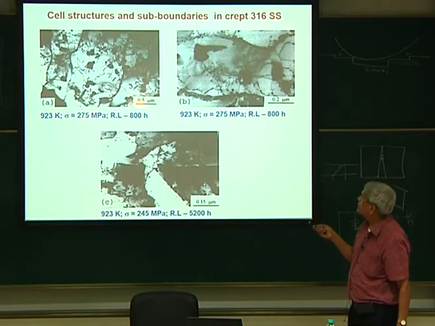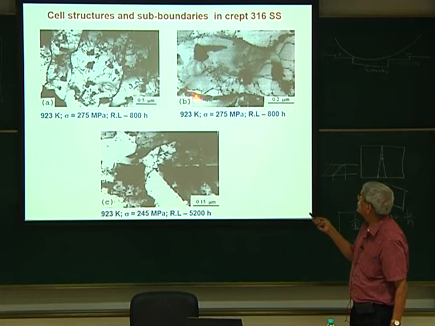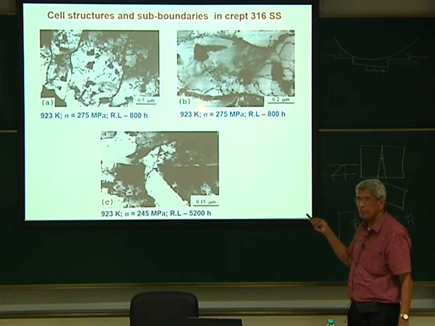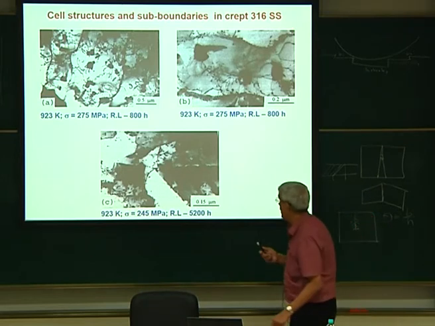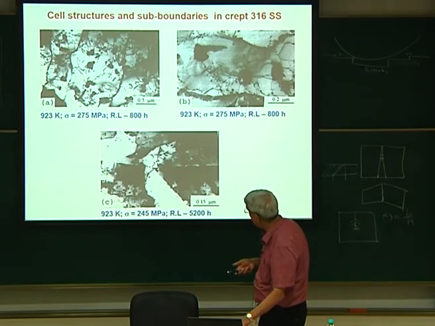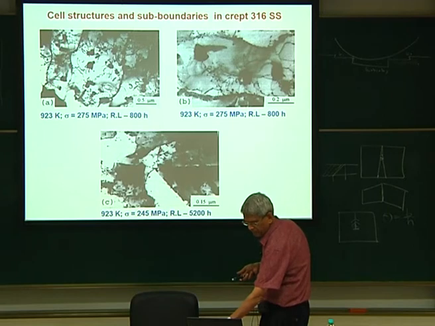Now you can see these sub-boundaries very clearly, and some of the boundaries, when tilted, you can see are arranged into some sort of a periodic arrangement, okay. That happens only at high temperatures, okay.